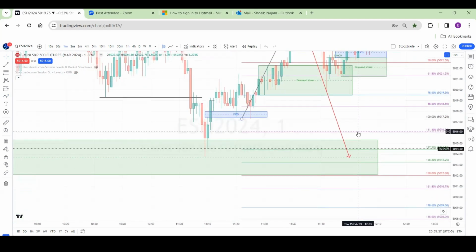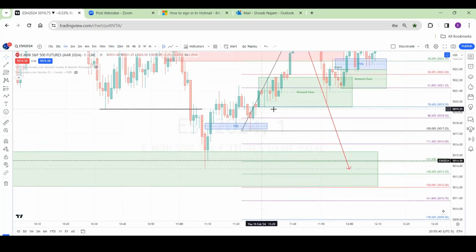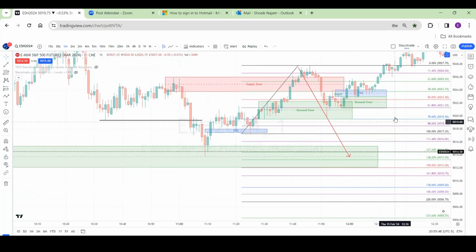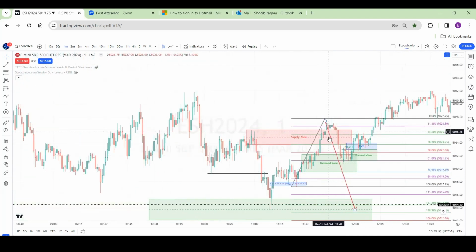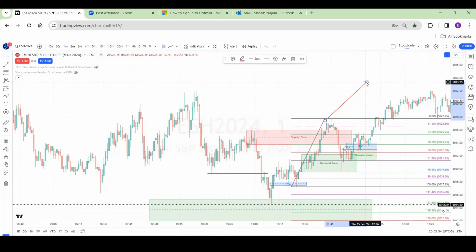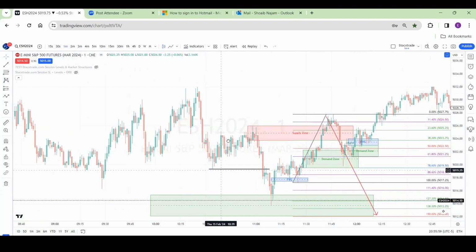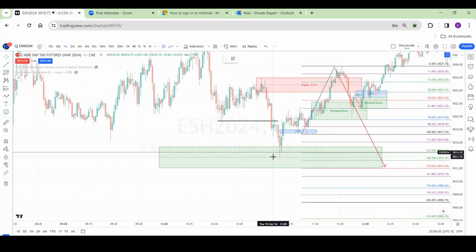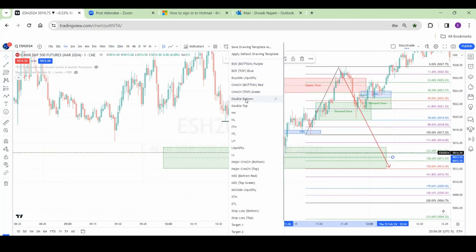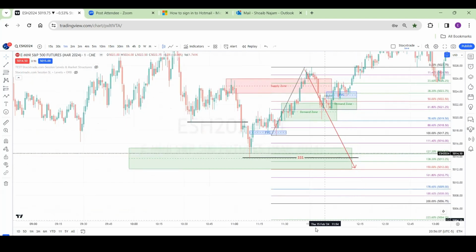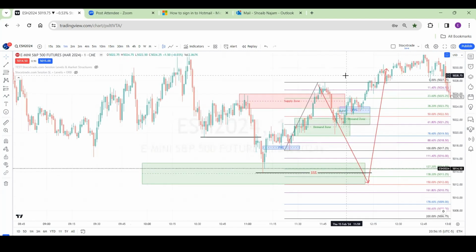I entered here somewhere. I am getting out at a loss, and it happens because of greed. I think no, I am right, the price will go up. When the price goes up, it might come, kiss this liquidity, eat this liquidity, and then might go up from here. Again, this is the second retest, then it will go up, but I'm out of the trade.